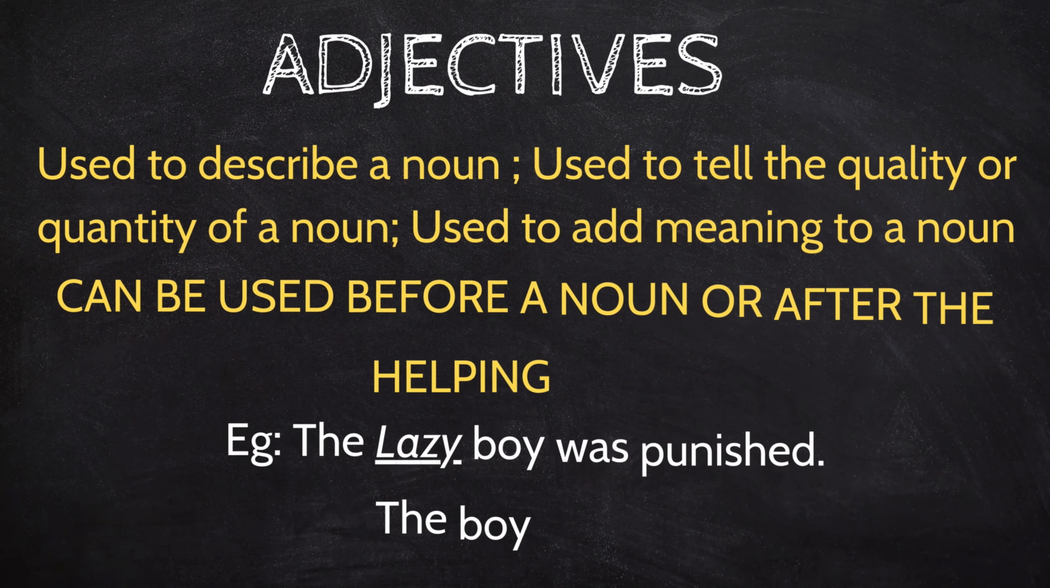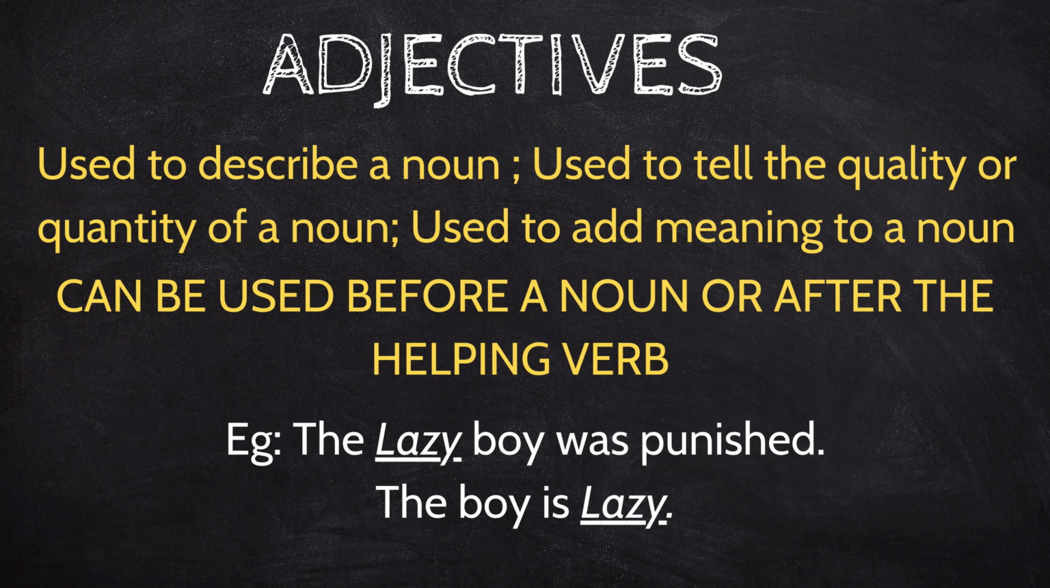Adjectives. Adjectives are used to describe a noun. They are used to tell the quality or quantity of a noun. They are used to add meaning to a noun. They can be used before a noun or also after the helping verb.